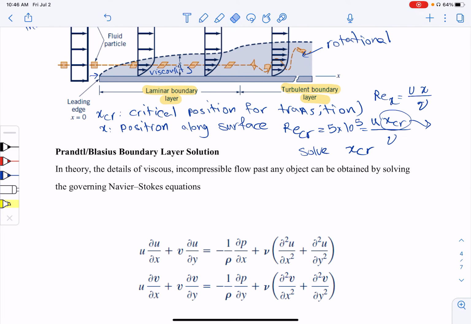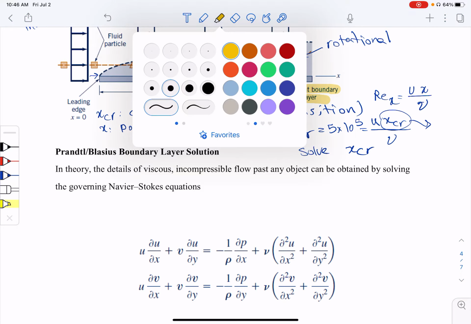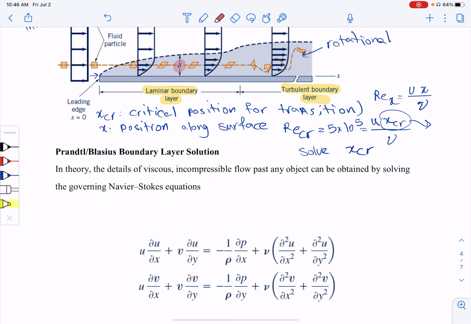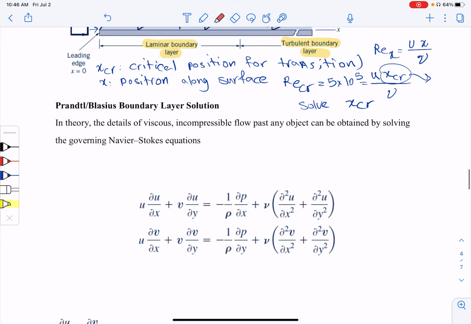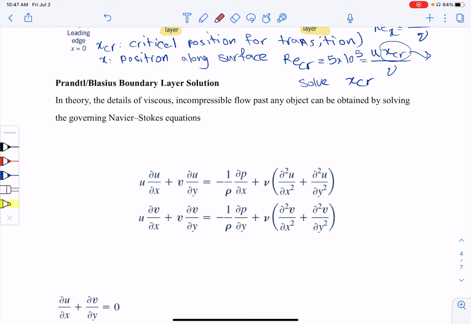Also here, let me just delete that one. This is where I write down viscosity, and here if we look at the shape, we can see that delta is the boundary layer thickness. And now for finding the Blasius boundary layer solution, we are going to use the Navier-Stokes equation, and we are assuming that the flow is viscous and incompressible.